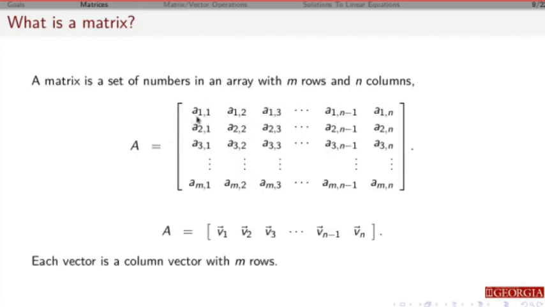And in general, if we have M as in Mike rows and N as in November columns, we can write it like this. If we write this in terms of vectors, then each of these vectors is going to have M rows, and there's got to be N of these column vectors. And again, we may call this R^(M by N).